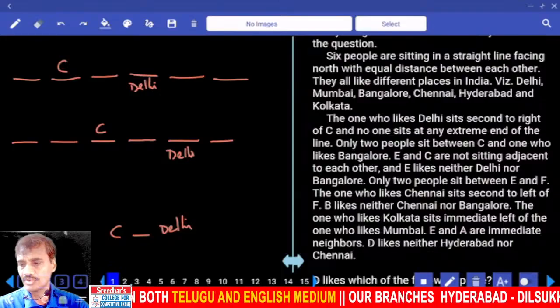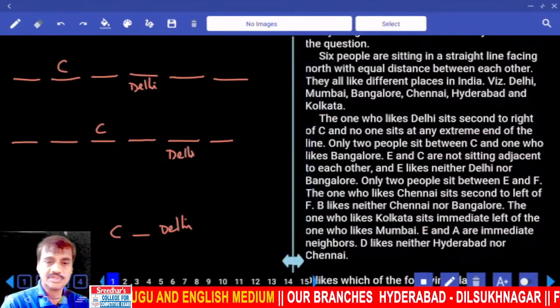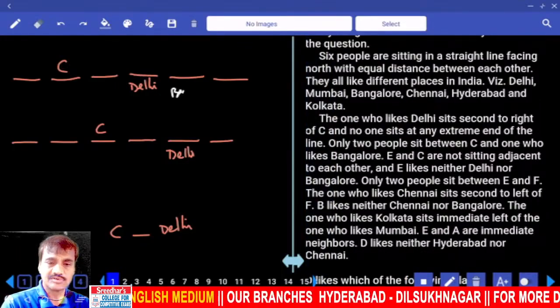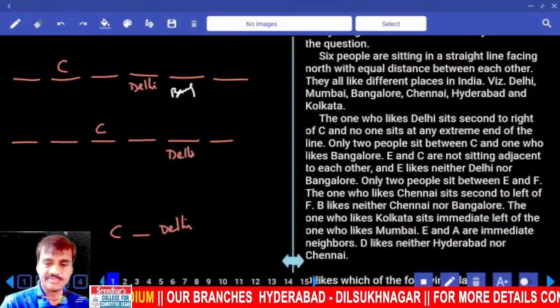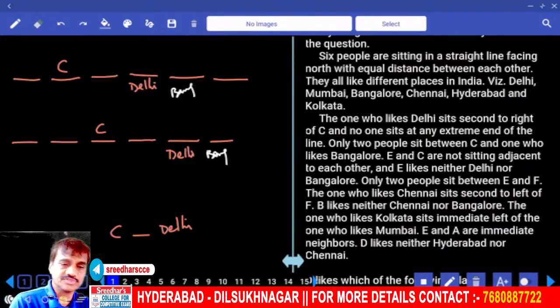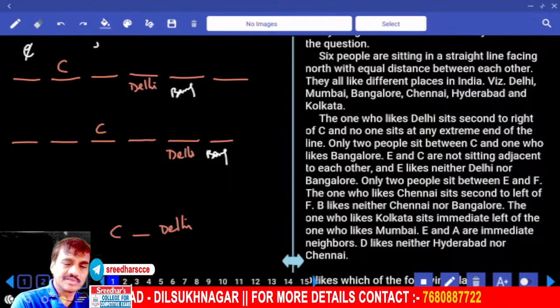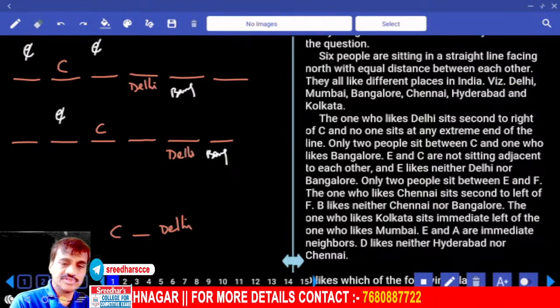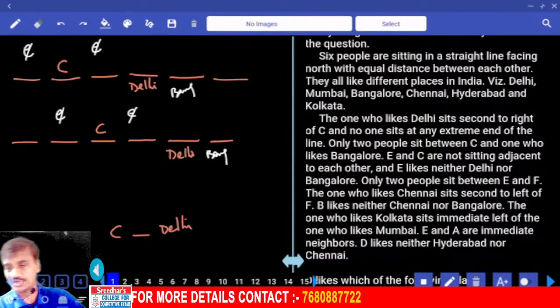And only 2 people sit between C and Bangalore. C and Bangalore, how many? There are exactly 2 people. Now here again, between C and Bangalore there are exactly 2 people. E and C are not adjacent to each other. Now E cannot be here, E cannot be here, and similarly here also E cannot be here.